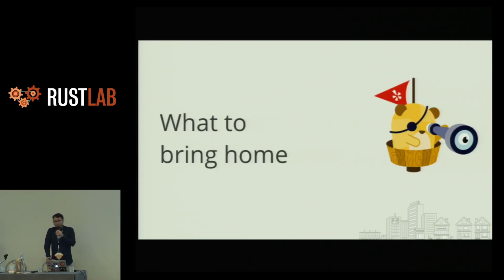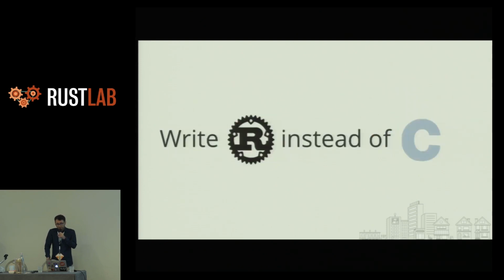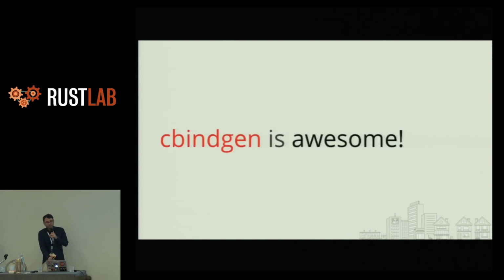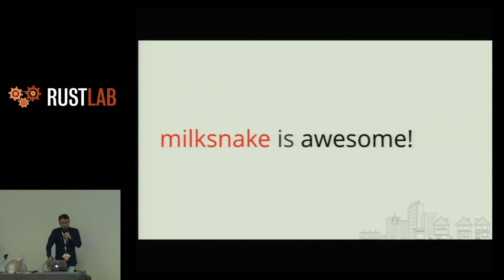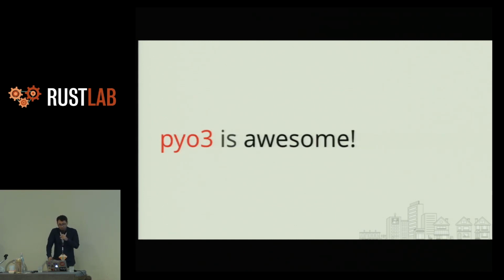Now, takeaways, what to bring home? Well, few things. Write Rust instead of C. How many times did we say it? Okay. Cbindgen is awesome. Milksnake is awesome. It's pretty great. PyO3 is also pretty fantastic.